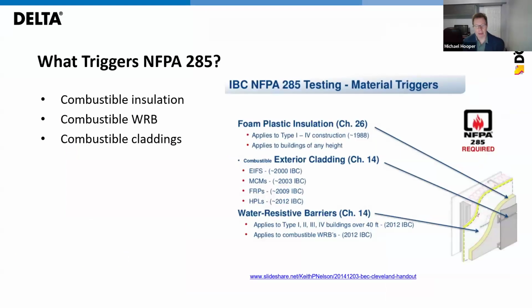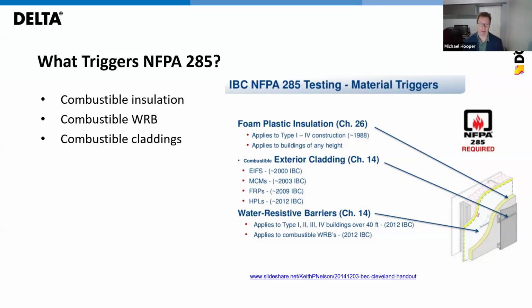So when we talk NFPA 285, when do we need it? The short answer is whenever there's any combustible material. It really starts with foam plastic insulation. So any type of construction, type 1 through 4, that has foam plastic insulation, regardless of height, must have NFPA 285 testing. In addition to that, the type of exterior cladding is going to dictate whether the testing is required.